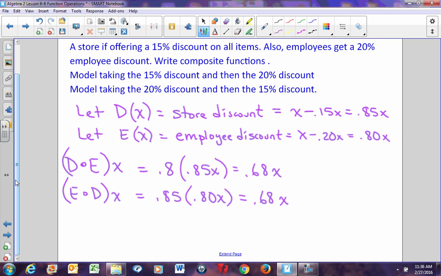Obviously, if they only let you take one, you'd take the employee discount over the store discount because it's more. All right, that's functions.